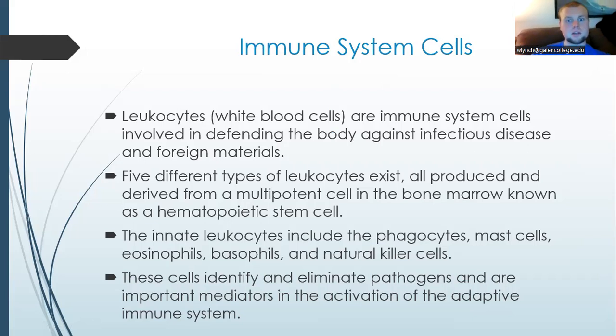We've already mentioned a couple of them. We'll go on to mention a couple more. These are all produced in the bone marrow. The innate leukocytes are going to be leukocytes of the innate immune response or the innate immune system. These are going to include the neutrophils, the macrophages, the mast cells, eosinophils, basophils, and natural killer cells. All right. These are going to be the cells that mount the first response and are able to attack pathogens as soon as they enter the body.